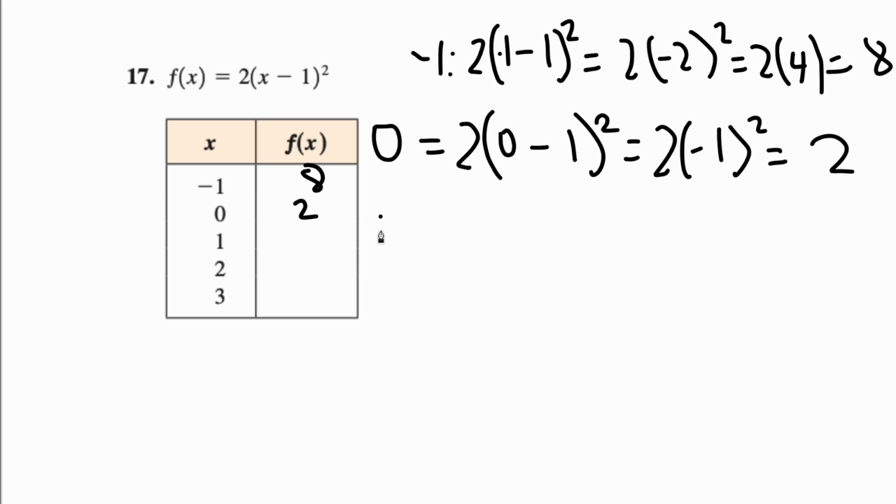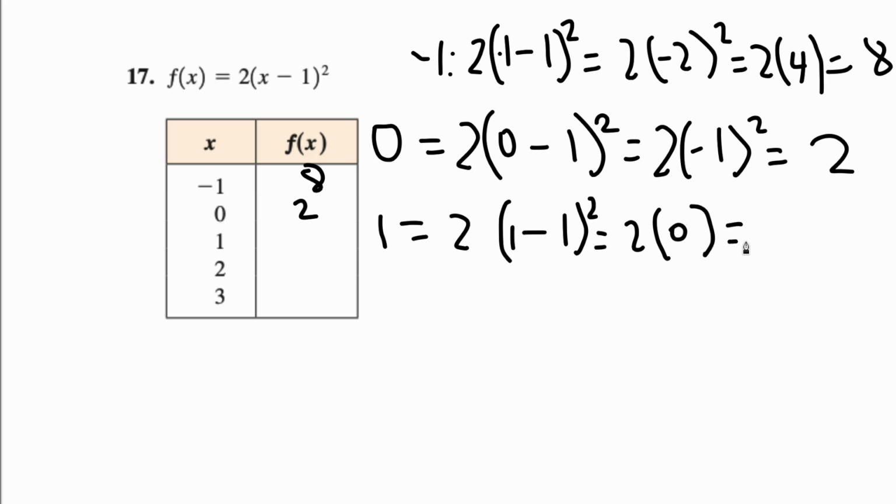Now let's do 1. We do 2 times (1 minus 1) whole squared. This would be equal to 2 times 0. So this would equal 2 times 0 is 0. So for x value 1, it would be 0.